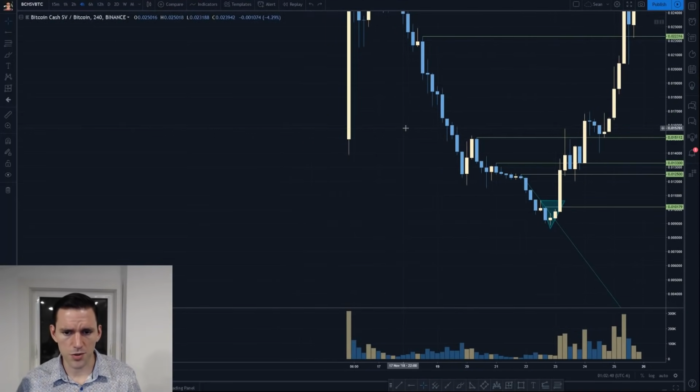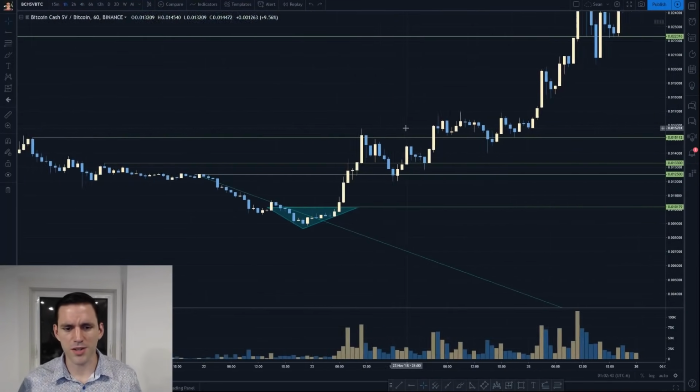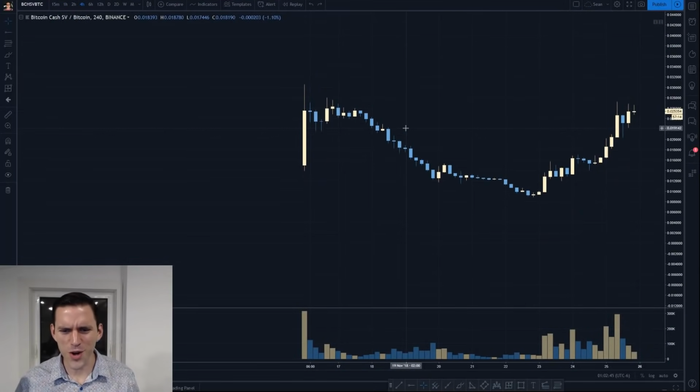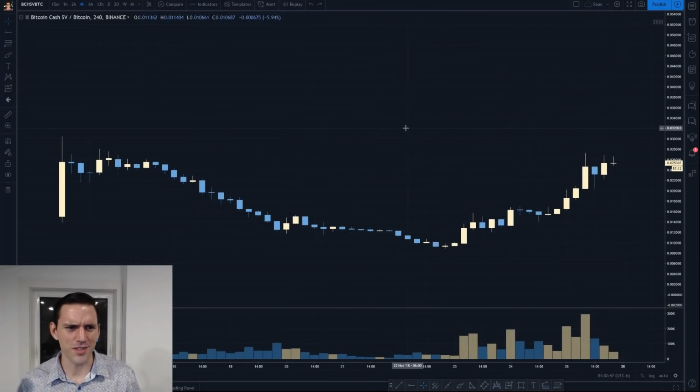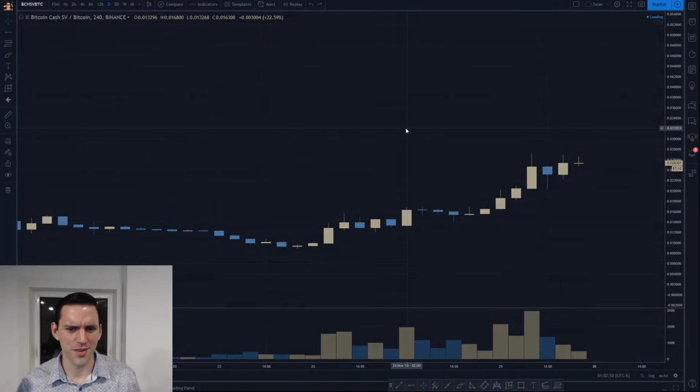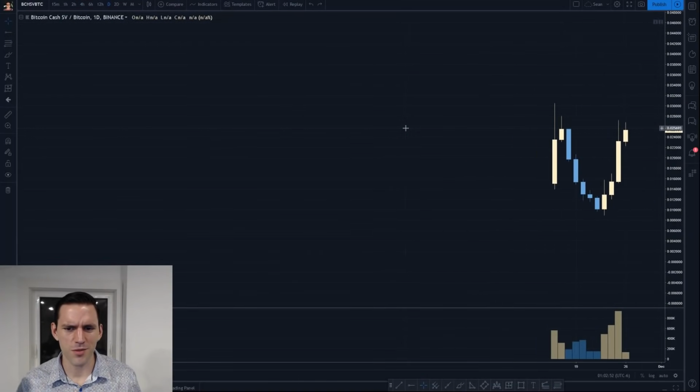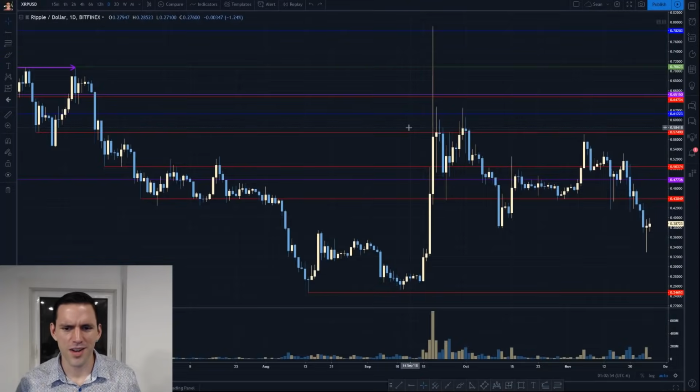So I'm just going to keep Control-Z-ing back to get to my Ripple chart. It's a neat little trick on TradingView: you can just continuously undo until you get to your previous chart. Come on, a couple more. We're almost there. This is the start of it. Yeah, there we go.